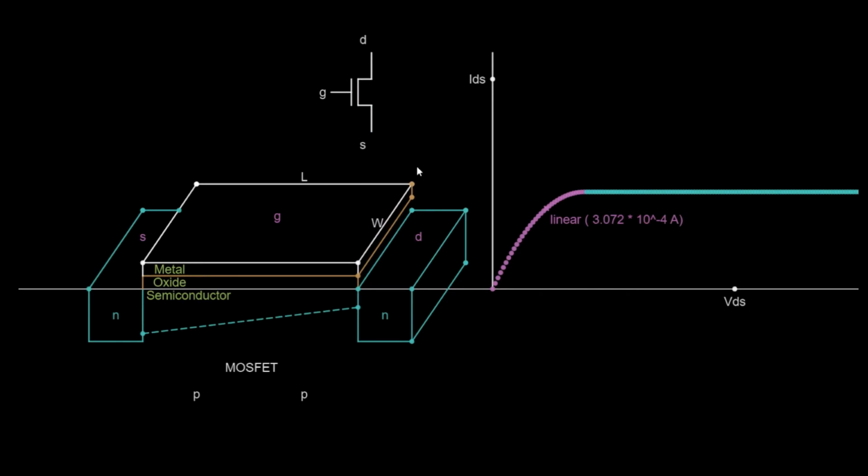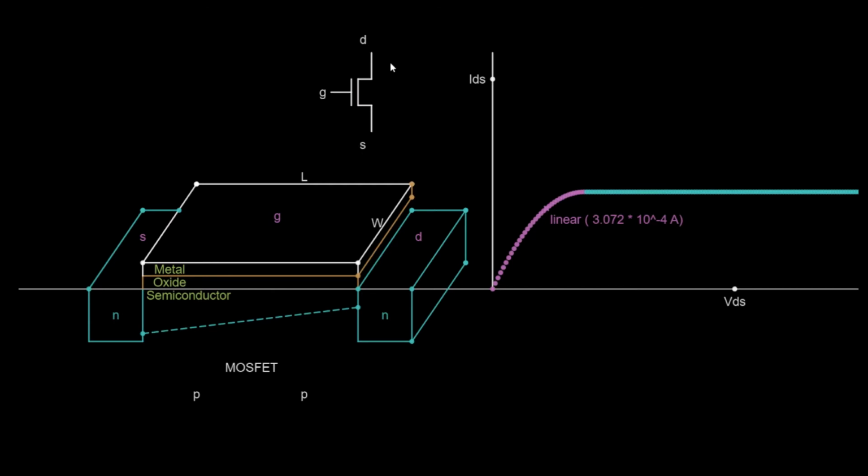We have an NMOS transistor here with a gate, a source and a drain. The input voltage is from the V gate to source. The output voltage is between the V drain to source, and the output current we're interested in is from the drain to source. So we actually have three things that we're interested in here: two voltages and a current.